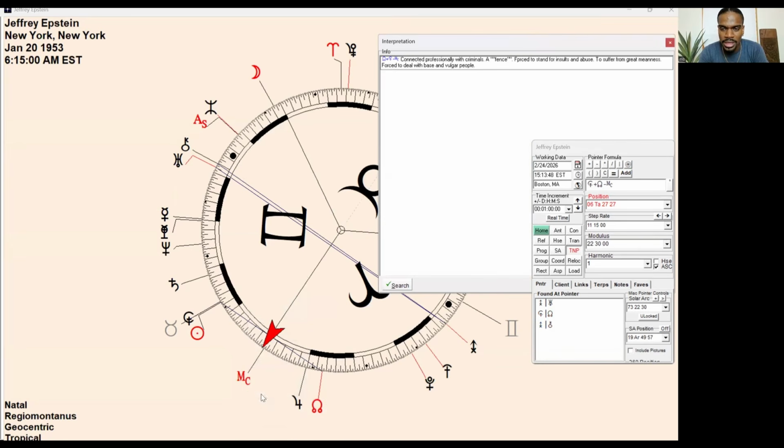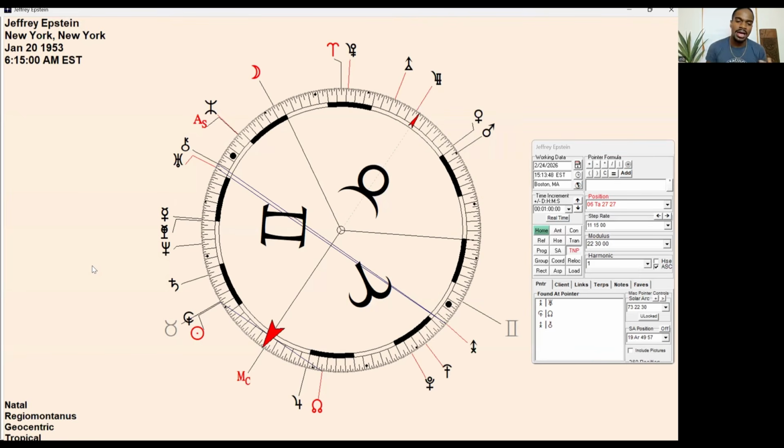And when we subtract the midheaven from that axis, it says to be connected professionally with criminals. And this is essentially who he was. He was the criminal kingpin in a lot of people's lives. So this combination means to be connected professionally with criminals. And it also has to do with forced insults and abuse, to suffer from great meanness, forced to deal with base and vulgar people. So essentially, this represents the sort of connections that he would have had within the world at large, and it also represents his level of interacting with those sorts of people as well.